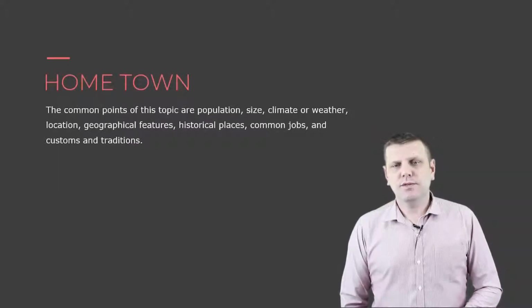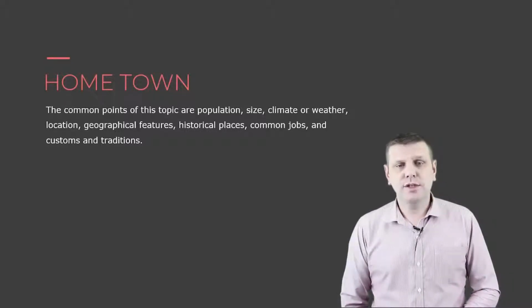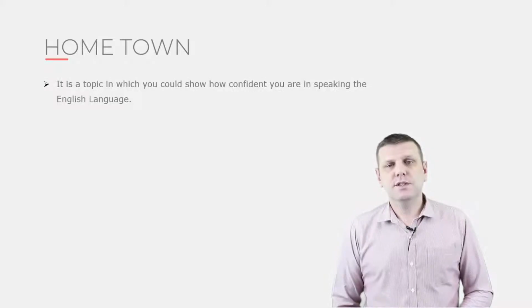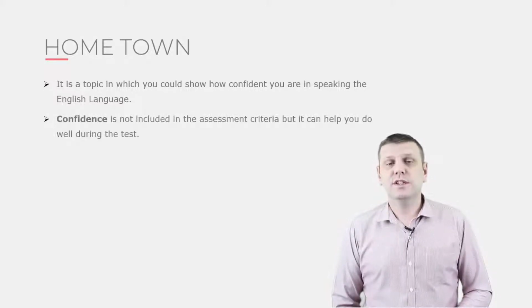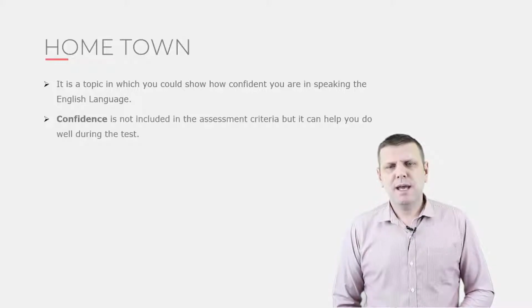The common points of this topic are population, size, climate or weather, location, geographical features, historical places, common jobs and customs and traditions. Hometown is a topic which should already be familiar to you, since this is frequently asked in different tests. Hence, this is a topic in which you could show how confident you are in speaking the English language. Confidence is not included in the assessment criteria, but imagine how this can help you well during the test.